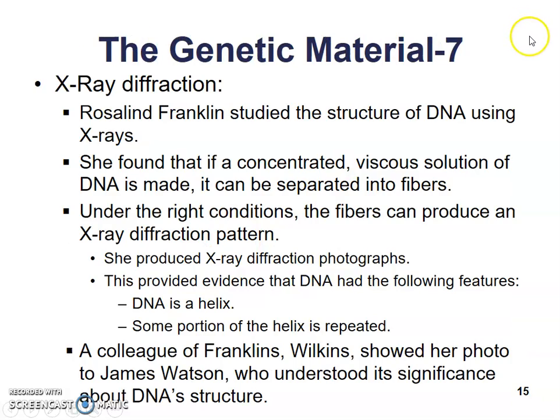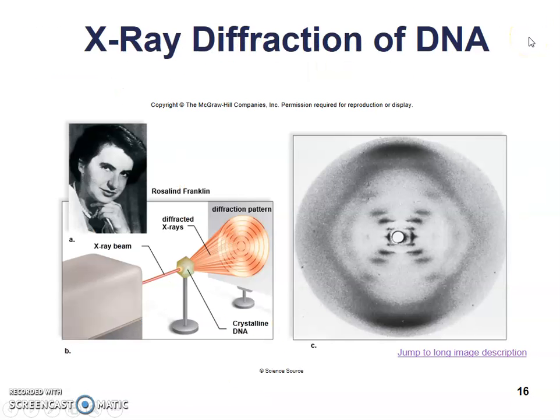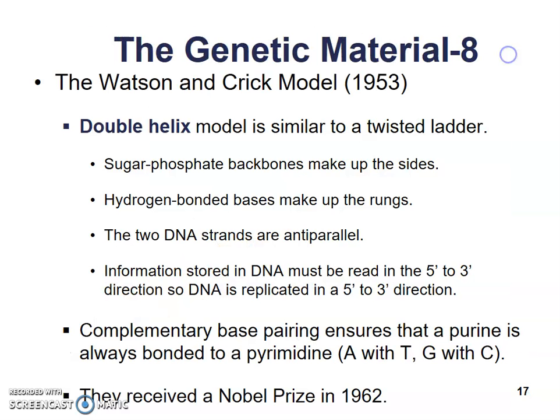So here is the famous image that Rosalind Franklin took that helped her figure out that DNA is actually a double helix. That was shown to Watson and Crick without her knowledge.